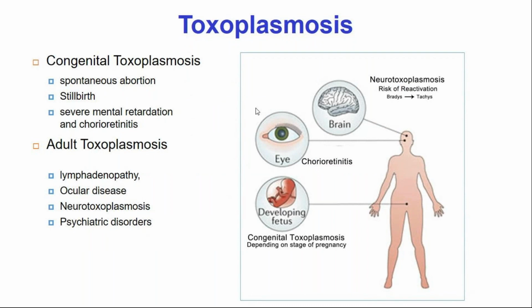Toxoplasmosis can be of two types, either congenital toxoplasmosis or adult toxoplasmosis. The congenital toxoplasmosis, by placental transmission, may cause spontaneous abortion, stillbirth, or even severe mental retardation and chorioretinitis upon birth. And the adult toxoplasmosis causes lymphadenopathy, ocular disease, neurotoxoplasmosis, and different psychiatric disorders related to toxoplasma.